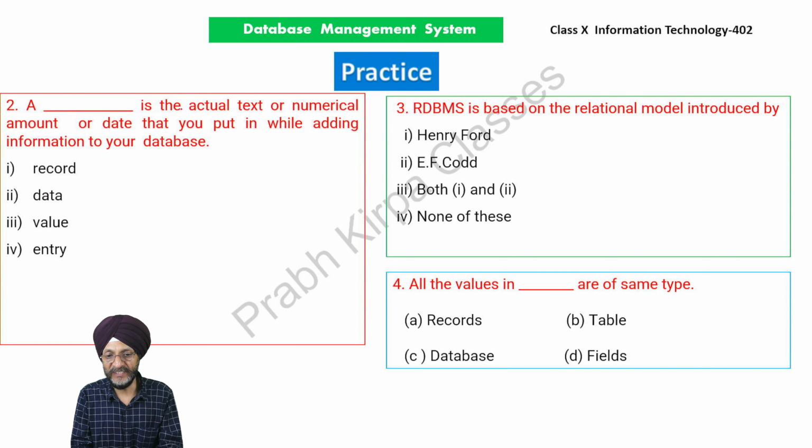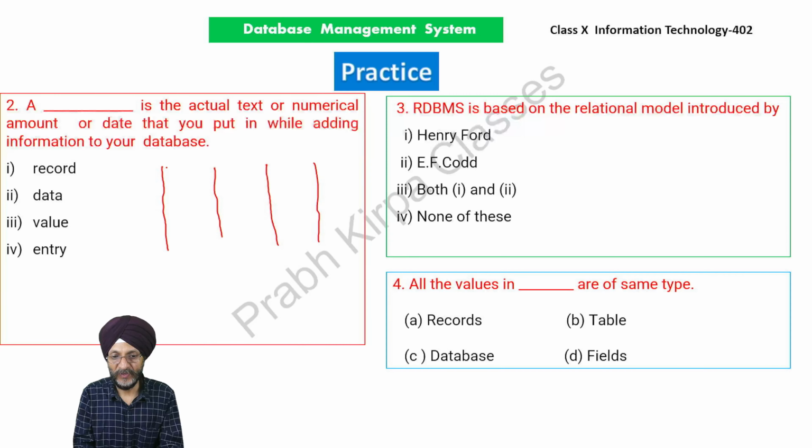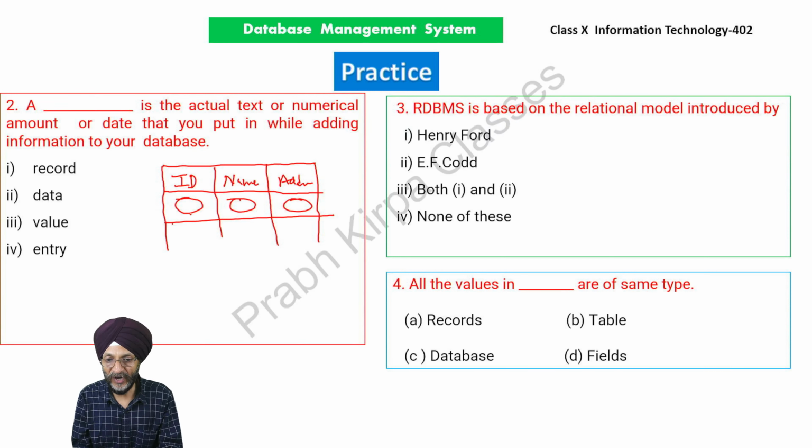Dash is the actual text or numerical amount or date that you put in while adding information to your database. As you know, that database consists of tables. Suppose this is the table. Here we put employee ID. Here we put employee name. Here we put employee address. Here we are to mention ID. Here we are to mention name. Here we are to mention address. So what we add here is the value.